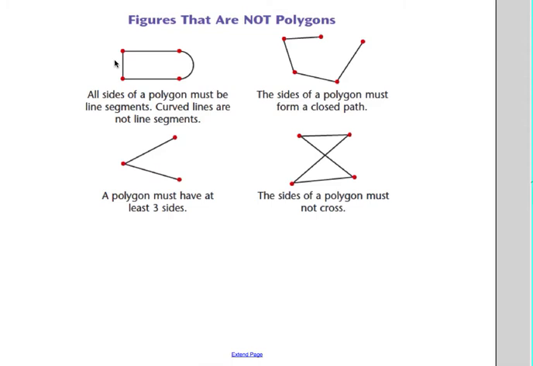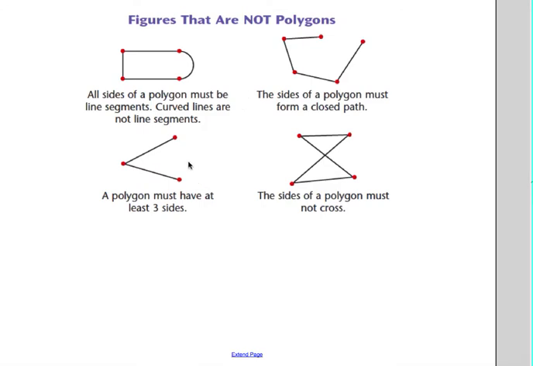This one is not a polygon because a polygon cannot have curved lines. Curved lines are not line segments. So keep in mind that polygons must have straight sides. This figure here is not a polygon because it does not form a closed path. It has this opening right here. That cannot be a polygon. It needs to be a closed figure.